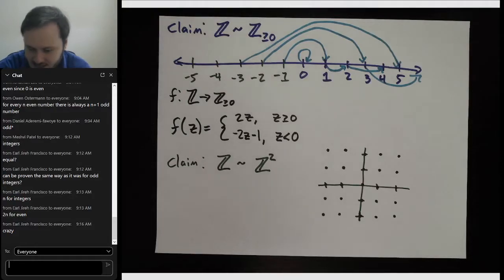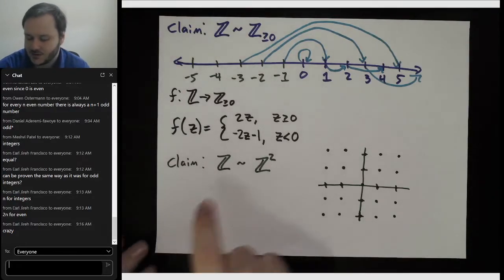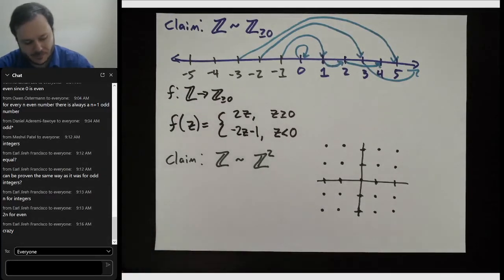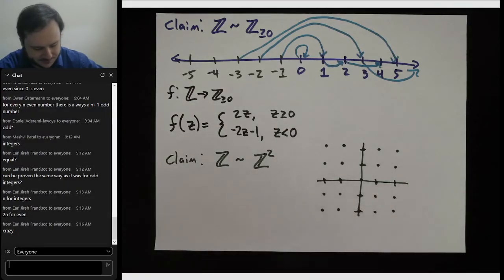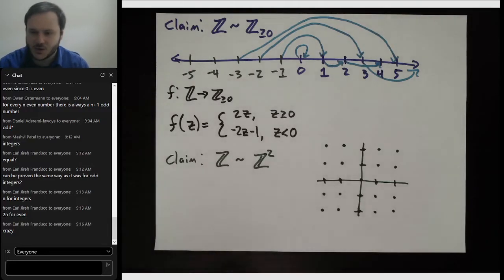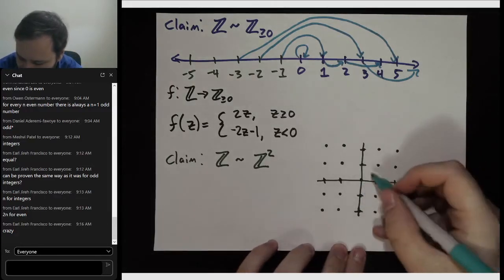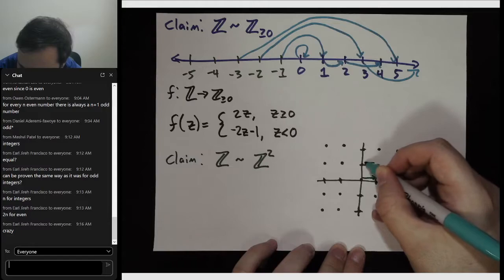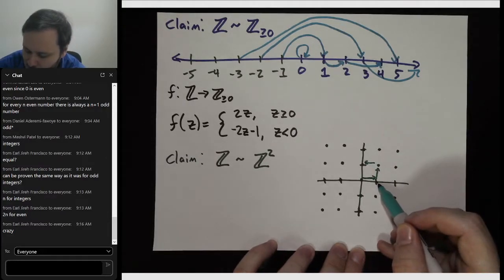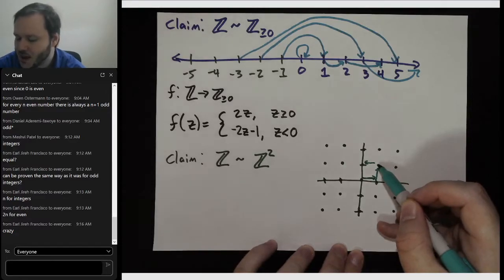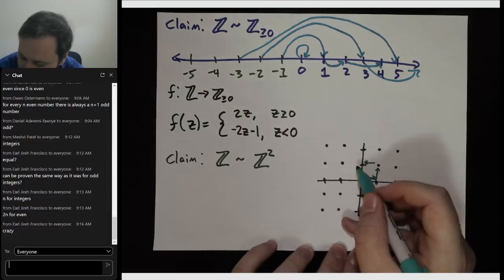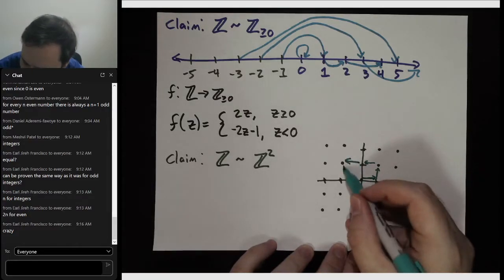In order to do that, I need to give you a bijection from the integers into the integers squared. Again, I'm going to use a diagram to explain what's going on here. 0 is going to map to (0,0). And then I'm going to spiral out. So 1 is going to map to (1,0). 2 is going to map to (1,1). 3 is going to map to (0,1). And I'm just going to keep following this pattern.